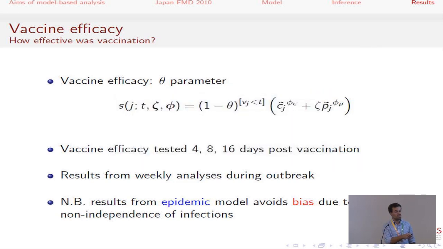So I'm going to effectively sensitivity test my model to this assumption of delay between vaccination and immunity. And I just make the point here that results from an epidemic model avoid the bias that you would normally incur in something like a case control study of vaccine efficacy, where because the infections are not independent, the probability of me getting infected tomorrow is dependent on you guys being infected, by explicitly accounting for this, we avoid the bias that's inherent in the standard case control studies.